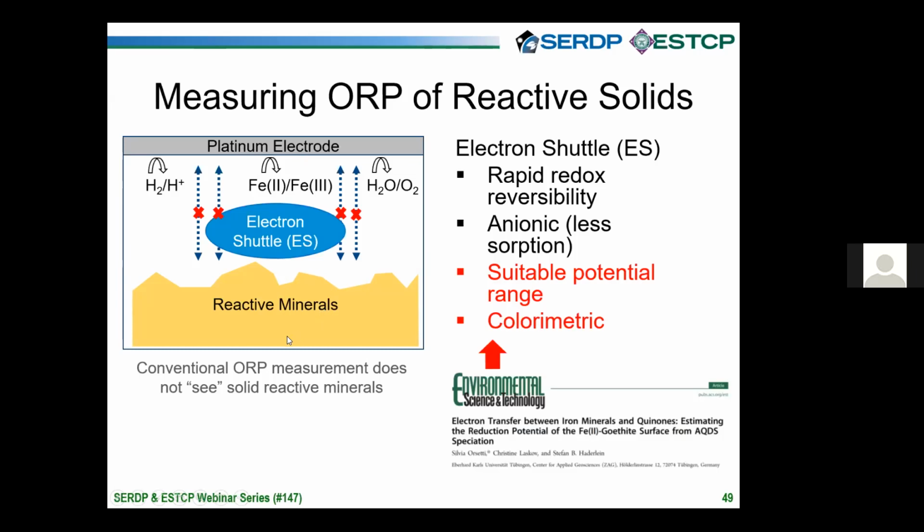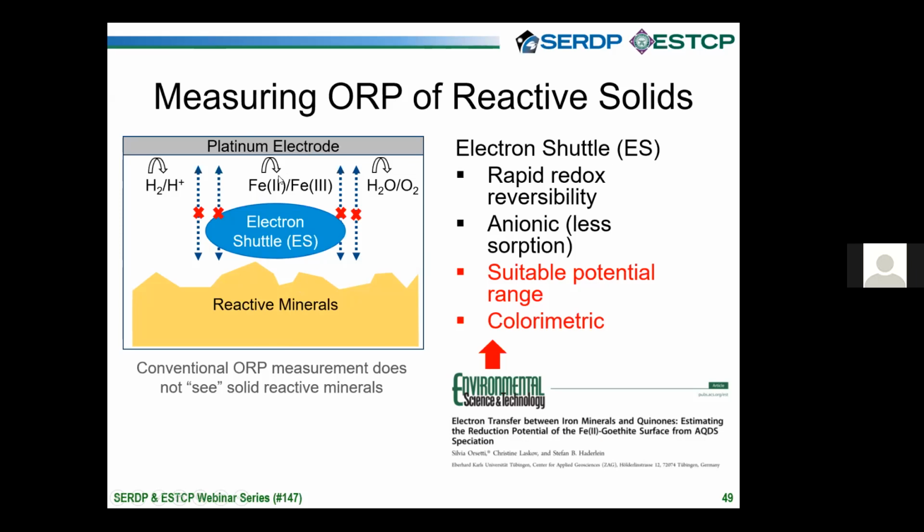So how can we overcome this challenge? One way to do that is to add Electron Shuttle into the system. So what is Electron Shuttle? Electron Shuttle has rapid redox reversibility. What it does is it rapidly equilibrates with reactive minerals. So it has the same reduction potential as the minerals.